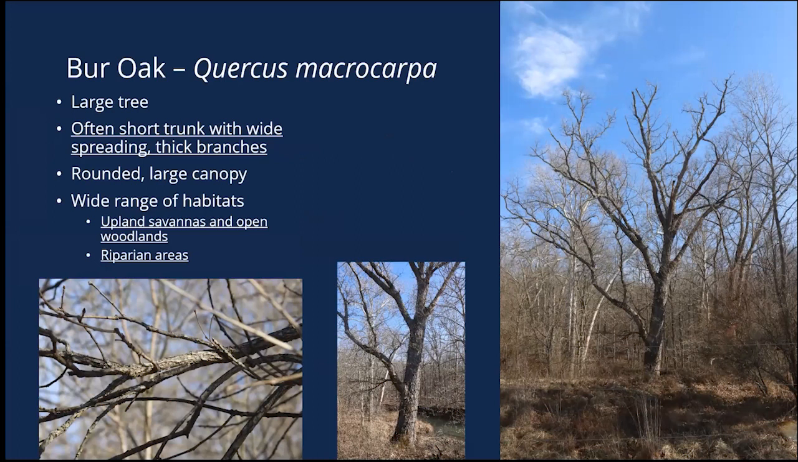This is actually one that grows in a range of habitats. Most of us are used to seeing Bur Oaks up in the uplands, spreading out in a savanna or at the edge of a prairie or something like that, and we certainly do have a ton of those. But Bur Oak also grows in riparian areas, on stream sides, and low areas that are fairly wet. We see Bur Oak in that habitat as well, so it can grow in both of those conditions.